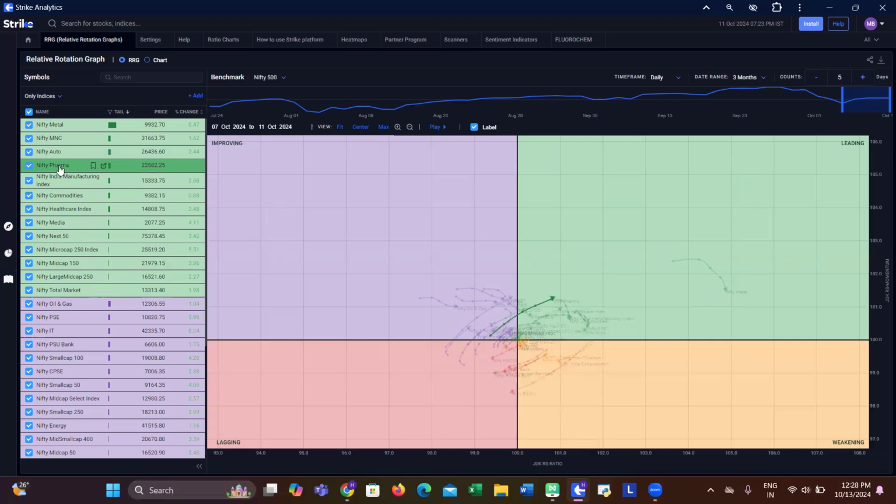Nifty Pharma, still strong on a daily chart. We'll have to see the weekly chart tomorrow. Healthcare index is also good. Nifty Media, it's good on a daily chart. Let's see how it goes.